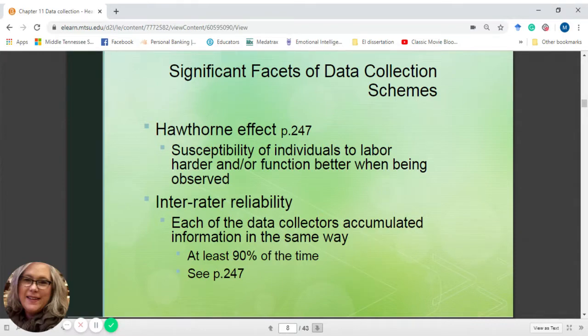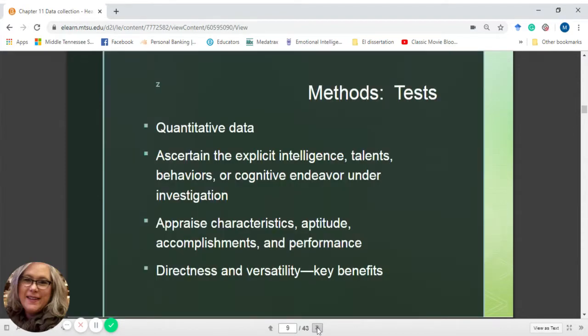Either we're collecting information from a test pilot of a tool that we get our experts to review, or with our replication of study using the same tool. These topics are found on page 247 in your book. We now want to start with our different types of methods.